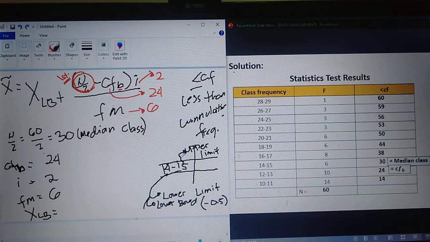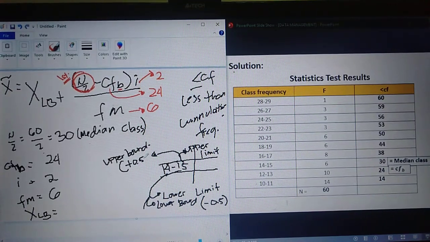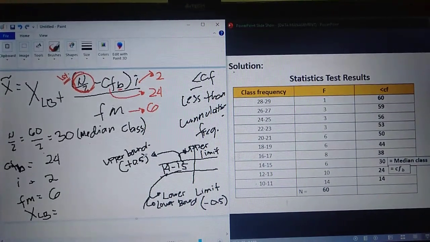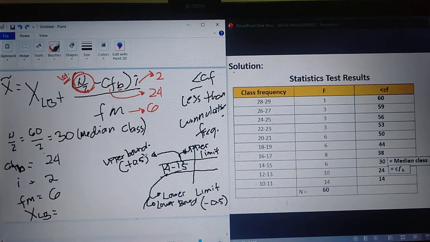Pero pag upper boundary, okay, upper boundary, you need to add 0.5 sa upper limit. Okay, I repeat ha. Para saan tayo magpo-focus pag lower boundary yung hinahanap? Sa classes natin. Anong number sa left side sa classes? Yun yung tinatawag ng mga lower limits.